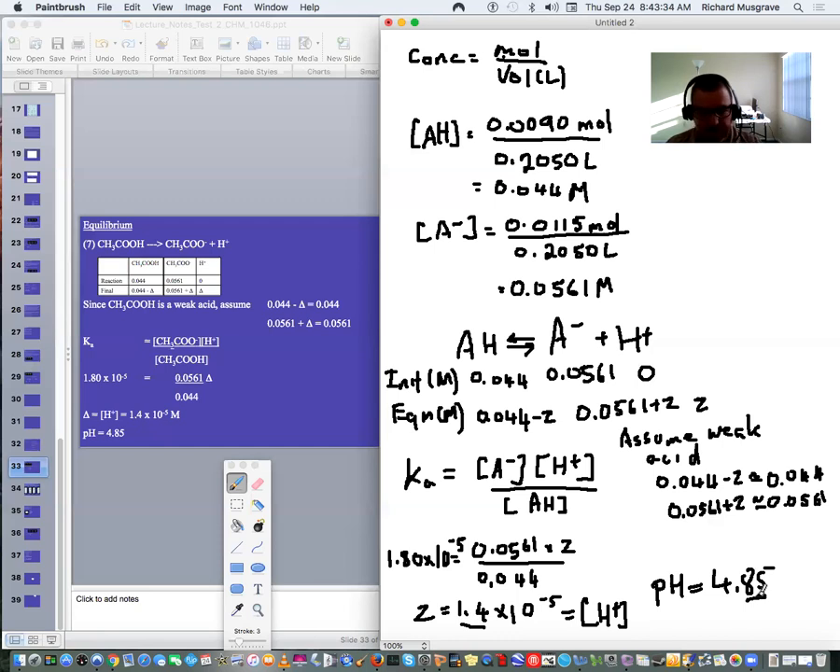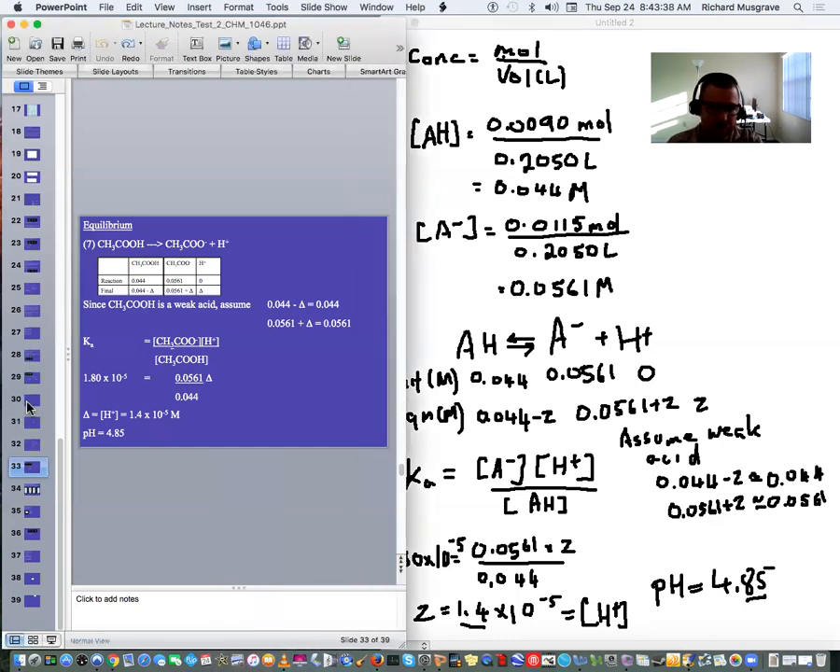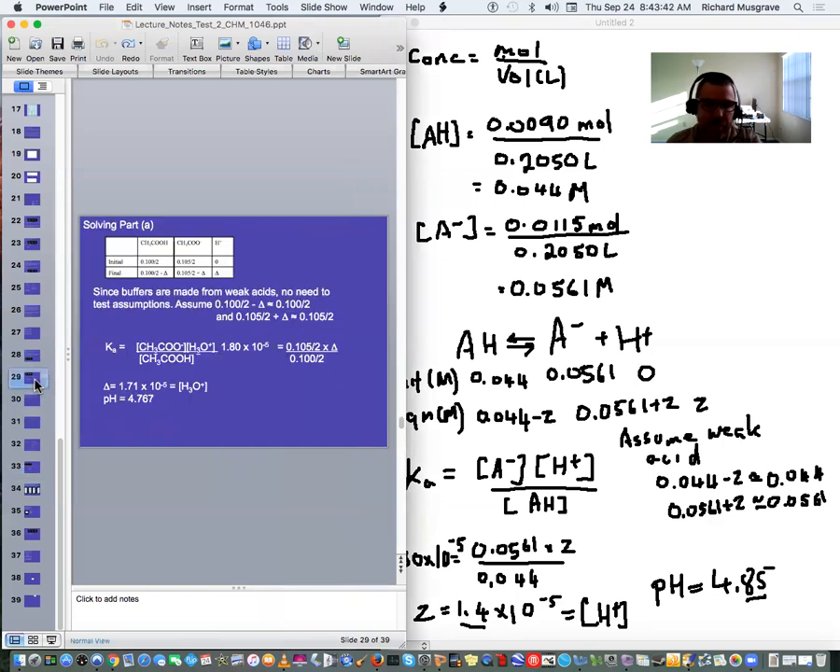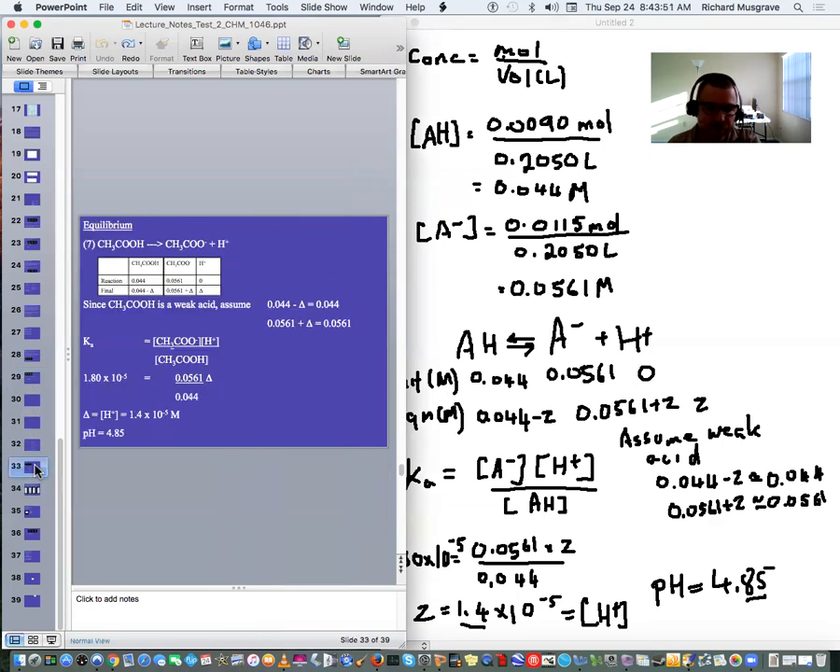So the whole point of this is that if we go back, we look at what we did for the buffer. It was 4.767. That was just for the buffer before we added anything to it. And then at the end, it went up a little bit to 4.85, so about 0.07 of a pH unit, because we added some strong base to that buffer. Does anybody have any questions?